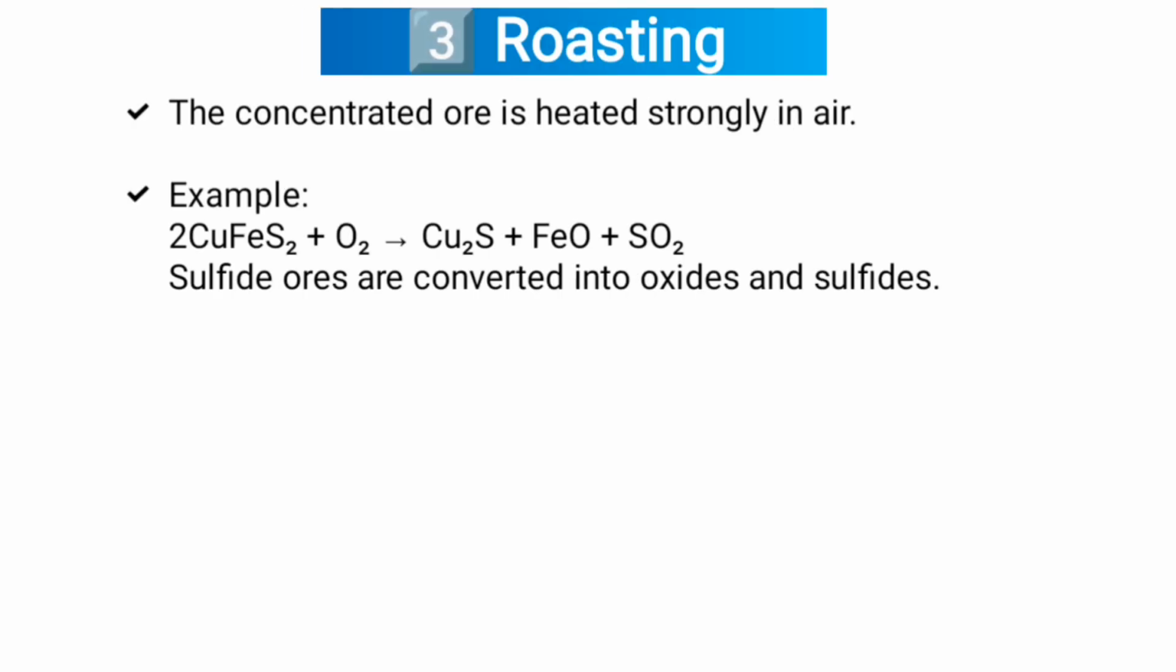Third one, roasting. The concentrated ore is heated strongly in air. Example: 2 CuFeS2 + O2 gives Cu2S + FeO + SO2. Sulfide ores are converted into oxides and sulfides.